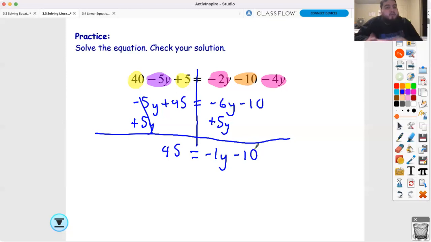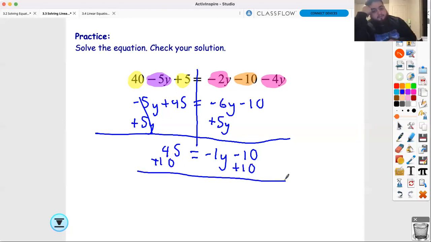So now that we have the y to the right side, Nick, if we want the letter on the right, we have to move numbers from the right to the left. So what number do we have to move from the right to the left? -10. How do we move a -10, sir? We add 10. And what we do to one side, we do to the other. So now what's 45 plus 10, sir? 55. Good. Bring down equals -1y.